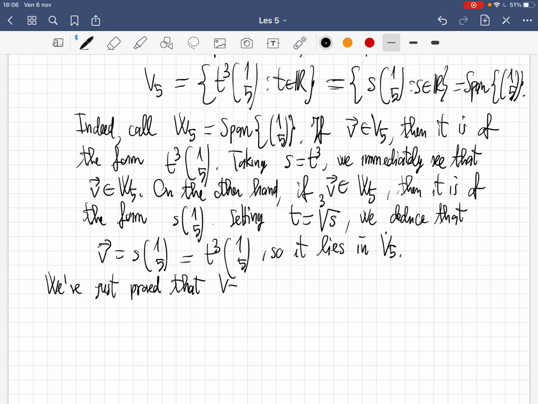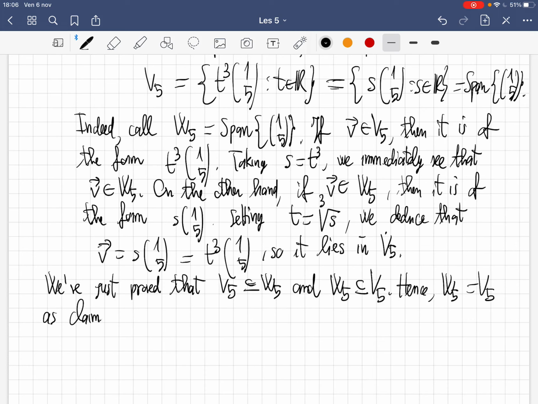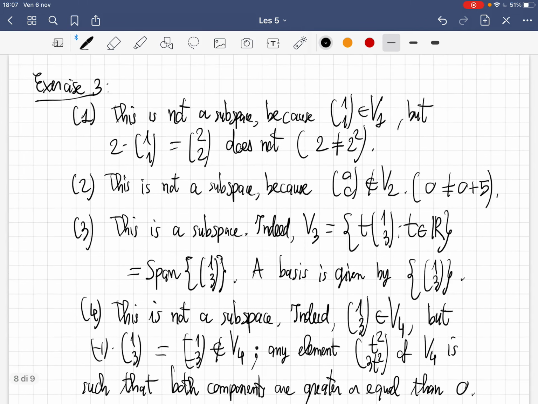We've just proved that V5 was contained in this W5 and W5 was contained in V5. Hence, W5 is equal to V5 as claimed. And well, this vector is a basis of V5. This is it. This is it.